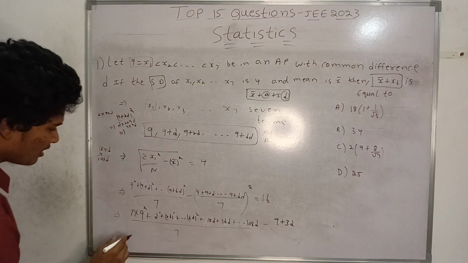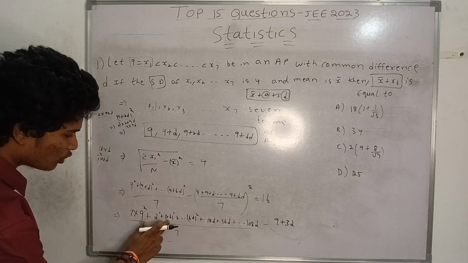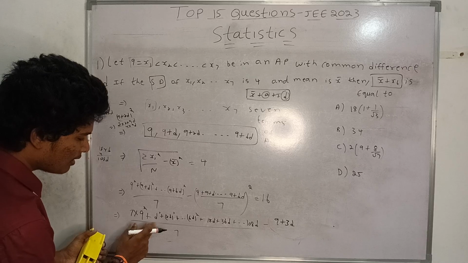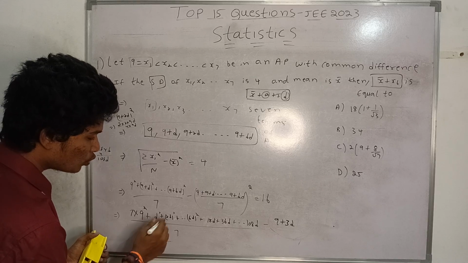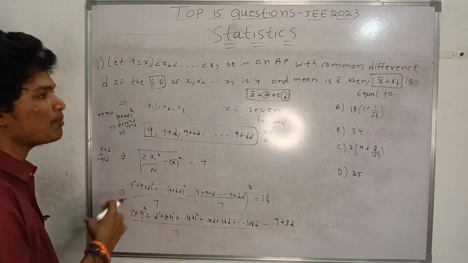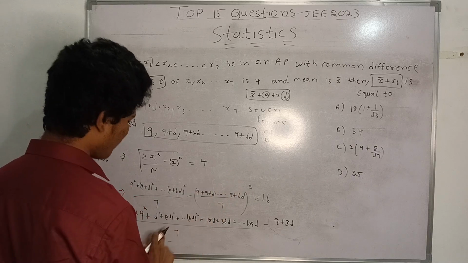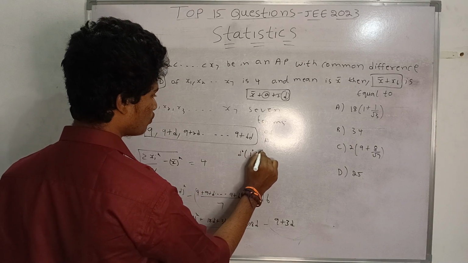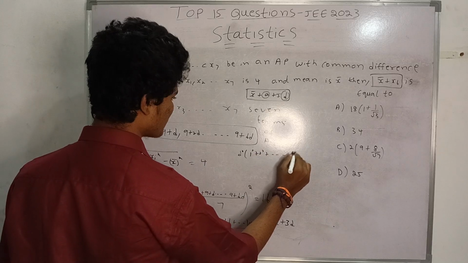And here D square, 2D square. When I take D square as common, you will get 1, 2 square, 3 square, 4 square. That is the sum of squares. So when I take D square as common, that is 1 square, 2 square, up to 6 square, I am getting.